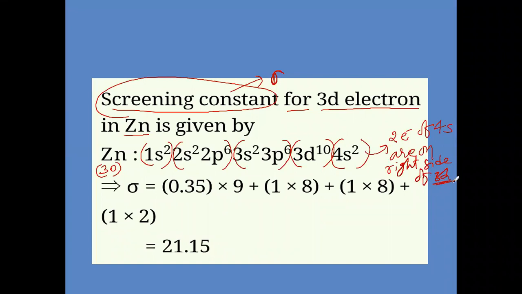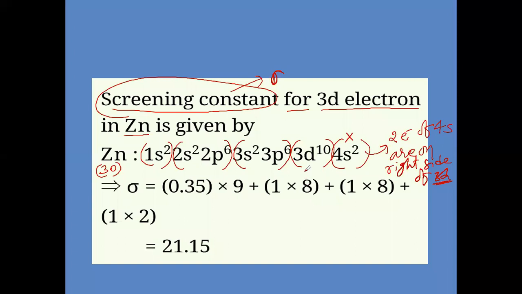3D. That's why these two electrons of 4s will have no shielding effect on the 3D electron. Why will these two electrons not have any screening effect on this? Because these two electrons are outside the third orbit, outside the 3D. We cannot take these two 4s electrons into consideration because they are on the right side of 3D.